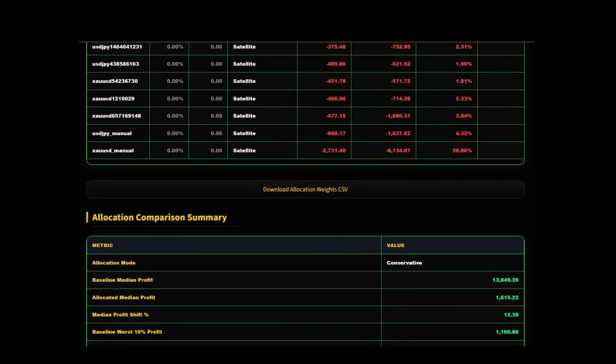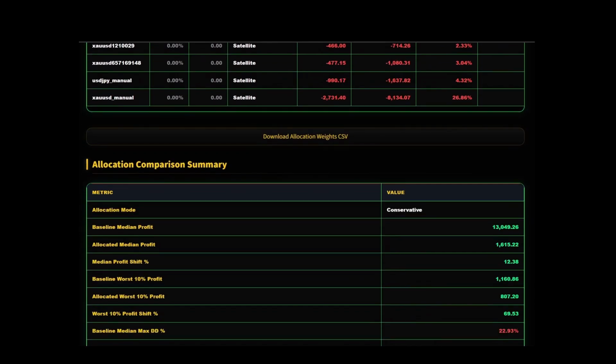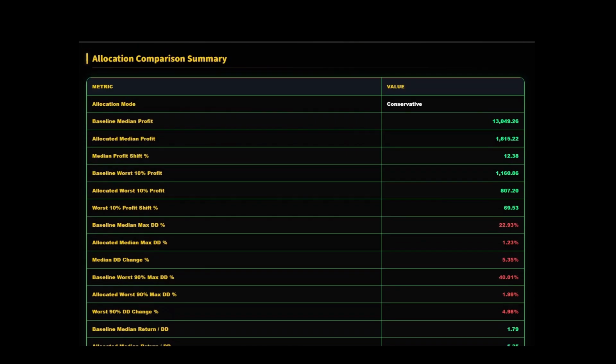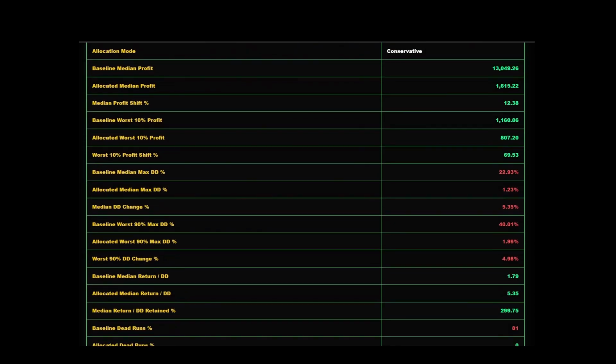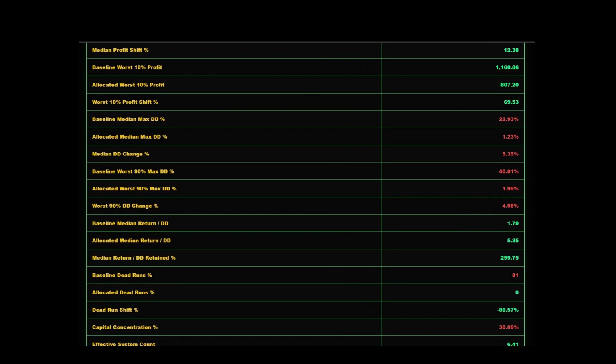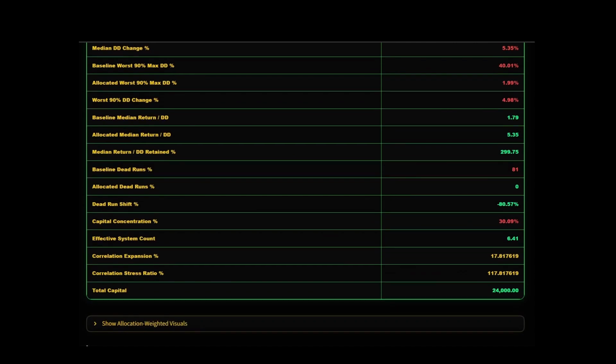After that, we move into the allocation comparison summary. This compares the original portfolio against the allocated version. Here, the tool shows how profit, drawdown, return over drawdown, dead runs, concentration, correlation pressure, and quality score change after the allocation logic is applied. The important point is that allocation is not trying to maximize raw growth. It is trying to reduce risk and create a cleaner capital structure.